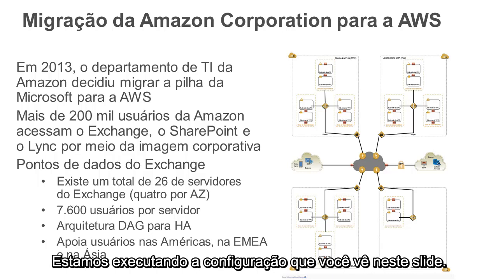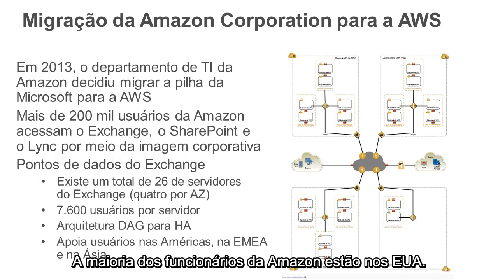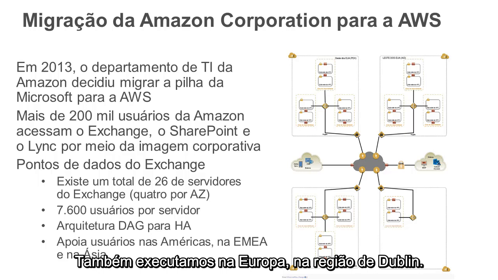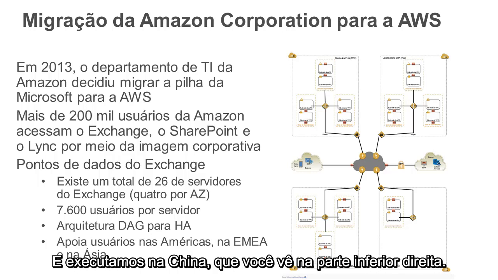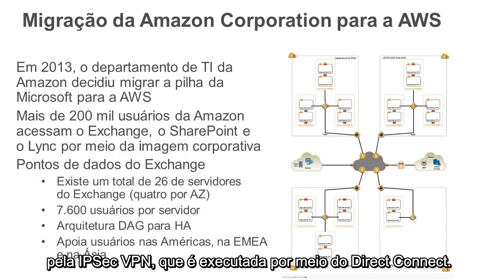And we are running the configuration that you see in the slide here. We're running in 4 regions, US West and US East. We have the majority of Amazon employees in the US. We're also running in Europe in our Dublin region, and we're running in China on the bottom right. And then these 4 regions are connected together through IPsec VPN that's running over Direct Connect.